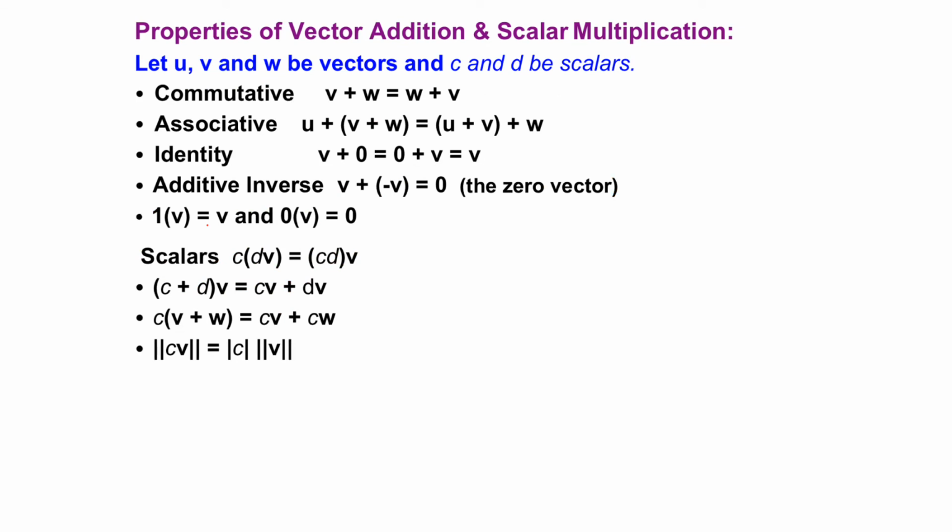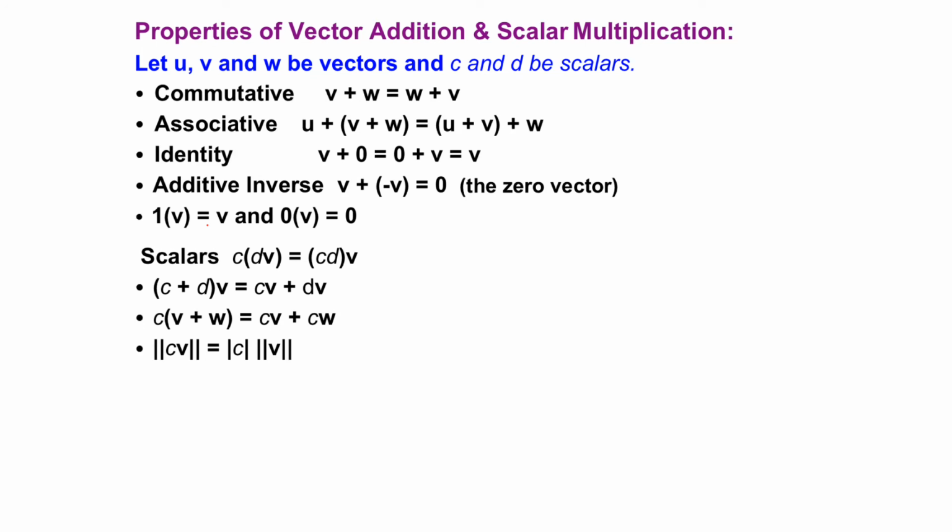So the last slide here is just your properties of vector addition and scalar multiplication that we've talked about today. u, v, and w will be vectors. c and d will be scalars. So we have the commutative property, associative property. That just means that you can add vectors in any order that you want, and you can associate, you can add two different vectors first and then add a third one later. So commutative and associative property work for vector addition.